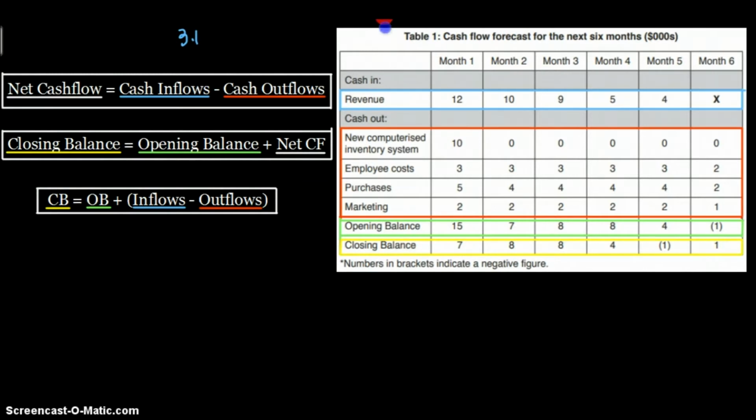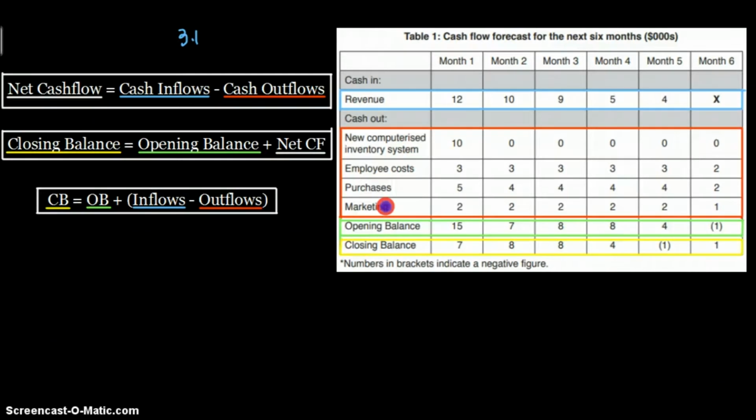Cash inflows I've highlighted in blue over here. That is basically your revenue only. Revenue is the only source of finance, but this in turn can also be divided into your credit sales and your cash sales. Over here it's not there, but in the next lecture we also want to look at that as well. Cash outflows is basically they have given you certain cash outflows.